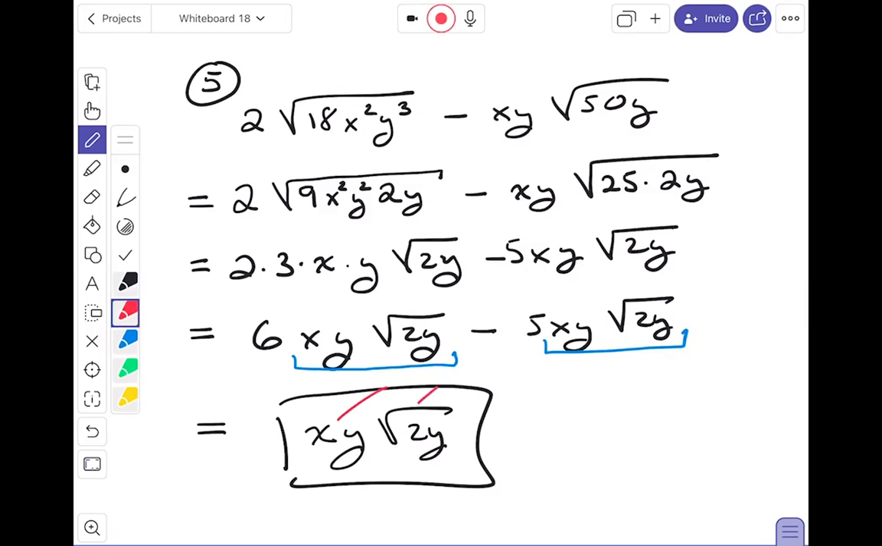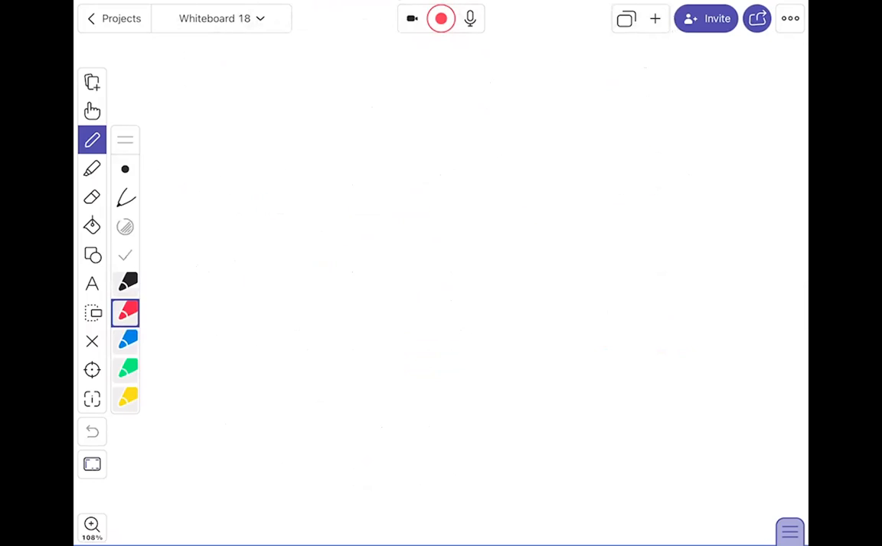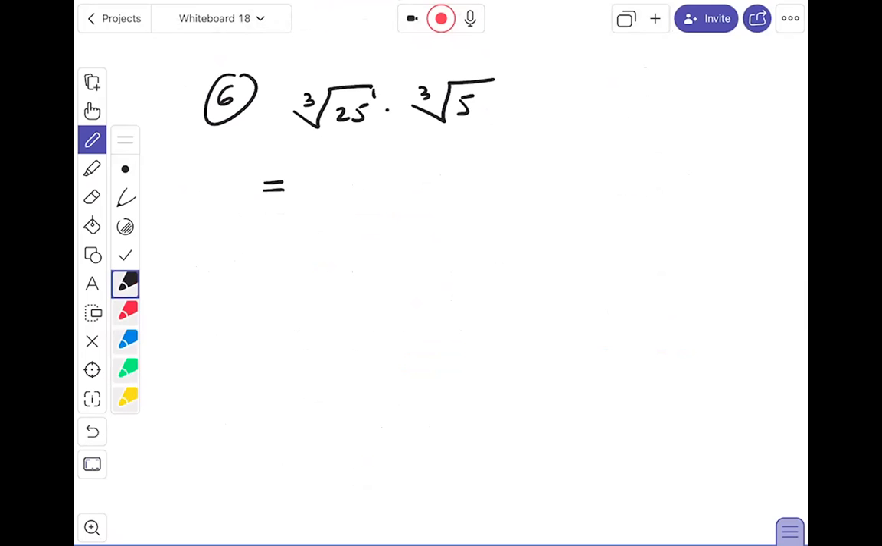Let's look at number 6. Again, relatively simple questions if you studied the material. I'll put down number 6 for you. This is the cube root of 25 times the cube root of 5. Well, I'm going to pull them together. And what do you get? Cube root of 125. What's the cube root of 125? 5. Look at the answer key, 5. We're done. Let's go to 7.